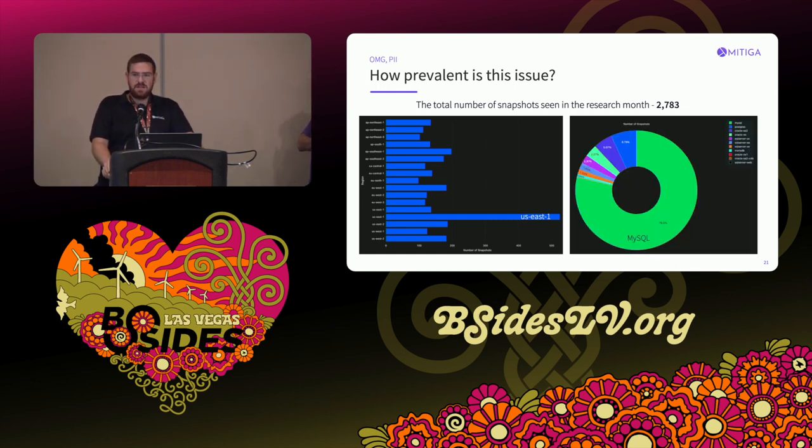In this graph, you can see how many public RDS snapshots we saw per DB engine. We saw Postgres, Oracle, SQL Server, and of course, the most common DB engine we saw is MySQL. And it's not surprising because of the popularity of this engine.